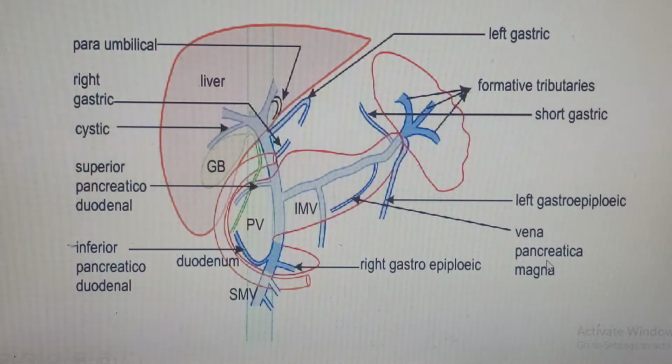So there was a question, or there was a statement, that the right gastro-omental vein, this one, is also called right gastro-epiploic vein. Yes, that one, you can see that it is draining directly into what we call superior mesenteric vein. So it's a direct tributary of the superior mesenteric vein, just like the inferior pancreaticoduodenal vein, both of them draining directly into what we call superior mesenteric vein.